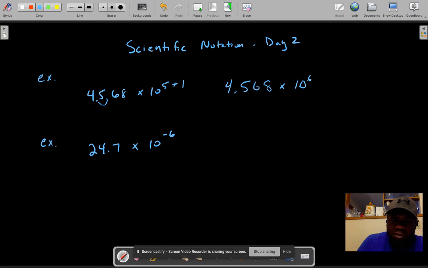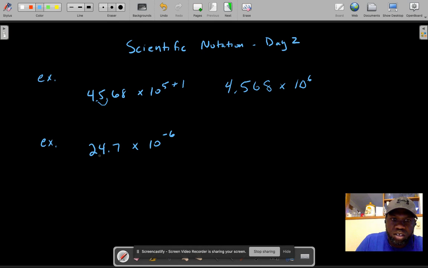So we have a negative number. This one is also kind of tricky because we're actually going to the left. But if you think about it, the same rule applies. So again, if we have 24.7 times 10 to the negative 6 power, we said yesterday, Friday, just move it over 6 spaces to the left. And that we call it a day.